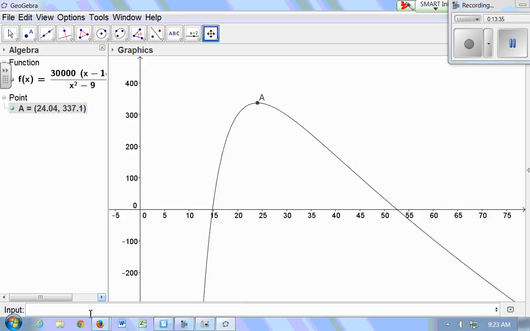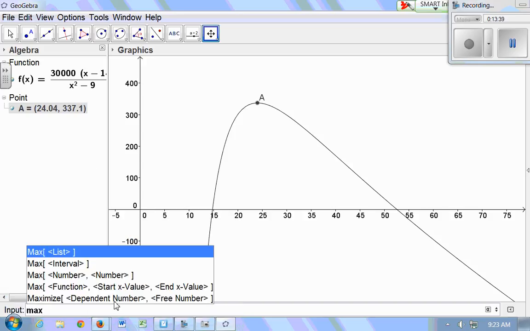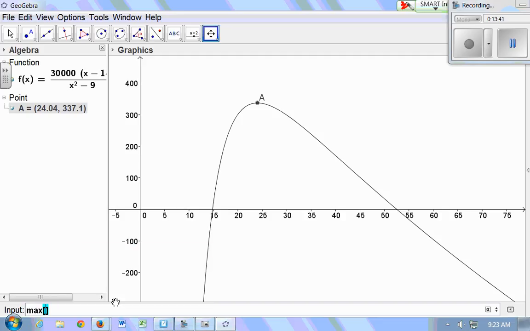Extremum, yeah. Let's just try maximum just for fun. Max f of x, comma, 20, comma, 30. Yeah, you do the same thing with max or min. Extremum is just a fancy word that means max or min. Look for a max or a min.